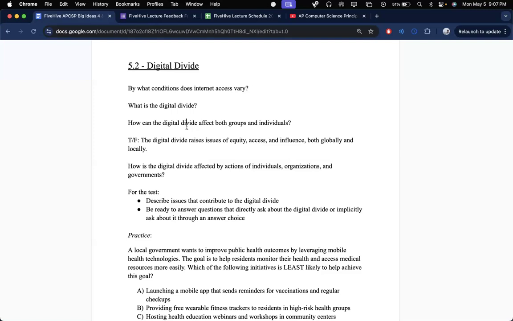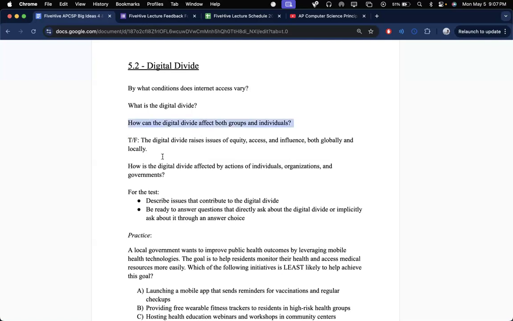But if, for example, you yourself are homeless, or something like that, where you don't have access to a physical computer, then that's a burden on yourself, right? So in fact it can affect both groups and individuals. Does that make sense?